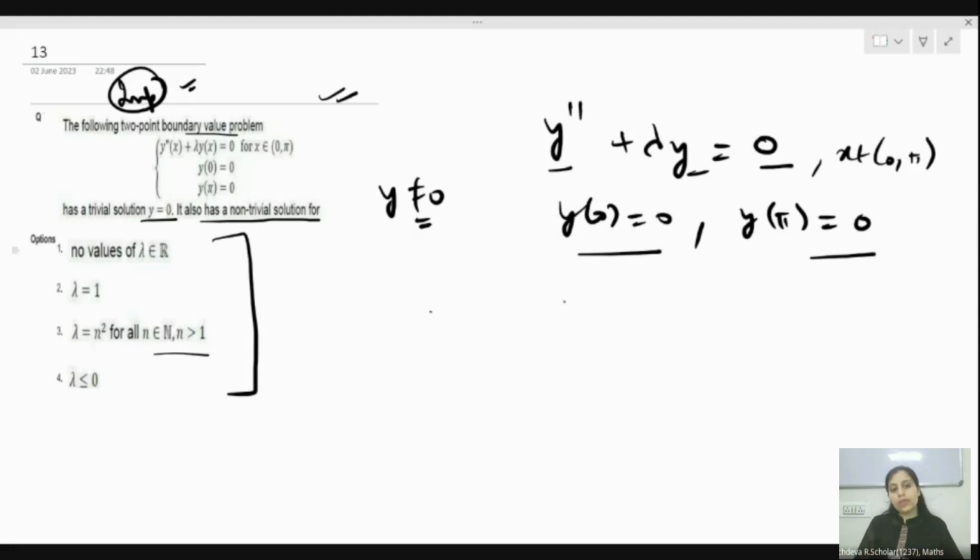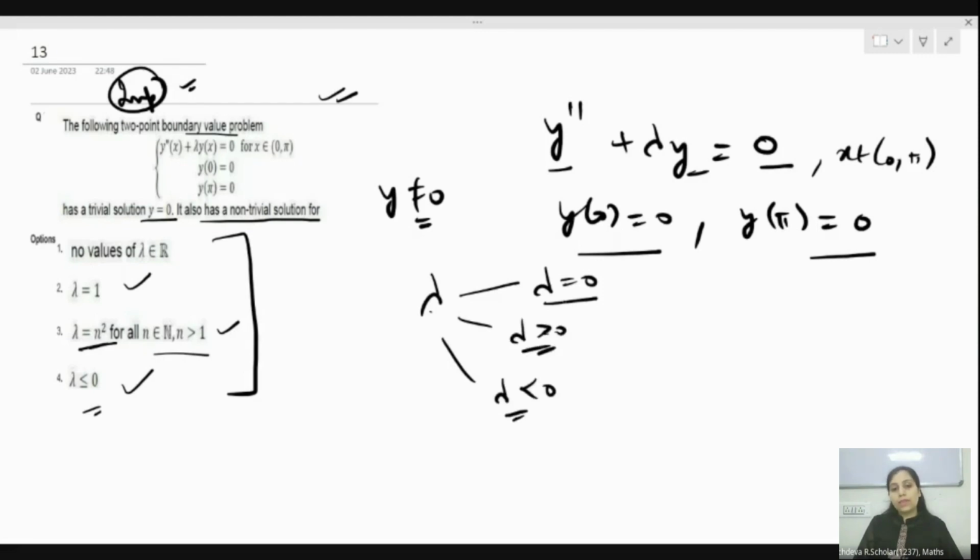So we can differentiate from here. They are saying lambda equal to 1, lambda less than or equal to 0, lambda equal to some positive type n square with n greater than 0. So we can divide our lambda into three cases. Either lambda is equal to 0, as the fourth option says, or lambda less than 0, or lambda greater than 0. Even if the solution does not exist for lambda equal to 0, and they are saying non-trivial solution for lambda less than or equal to 0, this option is automatically incorrect. We need not check lambda less than 0.